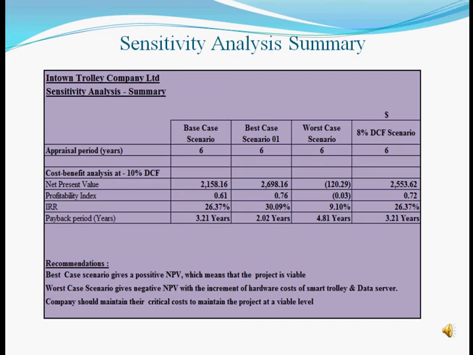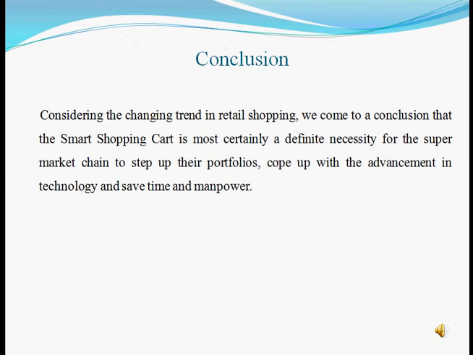The final assumption of 8% discount factor, where all the other variable held constant, resulted with a better NPV of $2,553 compared to the base scenario with the same payback period and IRR. Therefore, the best case scenario is suitable and indicates project is viable. To conclude, considering the changing trend in retail shopping, we come to a conclusion that the smart shopping cart is most certainly a definite necessity for the supermarket chain to step up their portfolios, cope up with the advancement in technology, and save time and manpower.